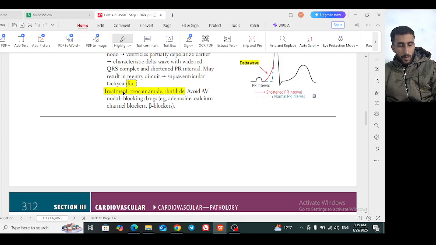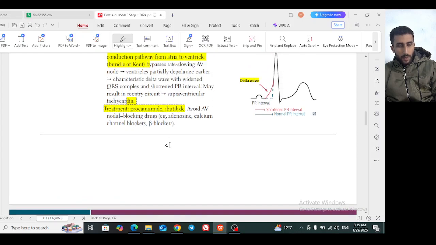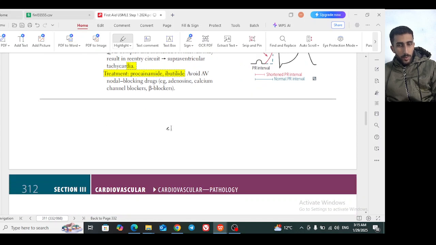So we will go through them, but for now, know that procainamide is a class 1A antiarrhythmic and ibutilide is class 3. You have to know this as a base as you go on through the different antiarrhythmic drugs. We will go through them at the end of this chapter. And very important, notice here to avoid AV nodal blocking drugs.